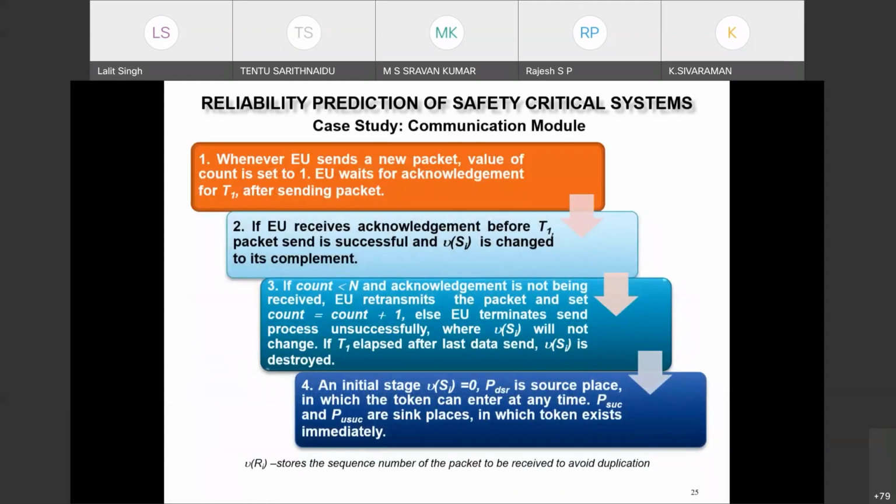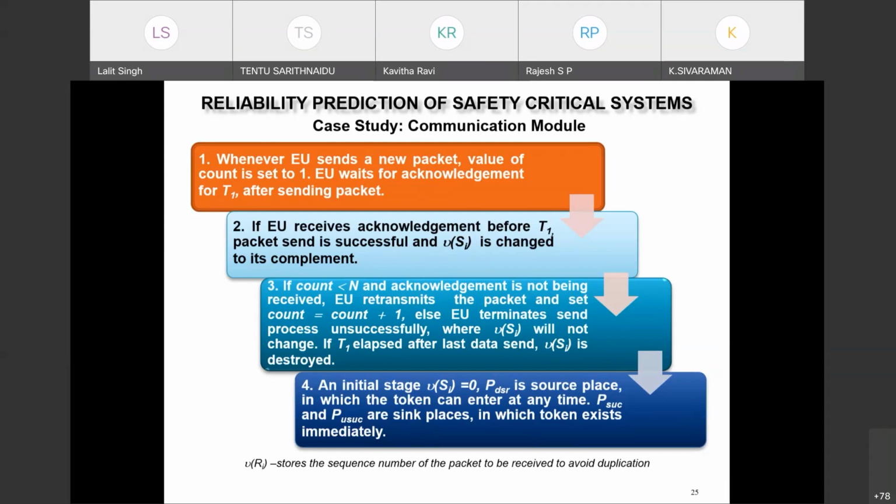And now let us try to understand the case study of a communication module. The system architecture is like this. You have two embedded units. Suppose, for example, you have one embedded unit that is getting the data from the field sensors, and that then transfers the data to the graphical user interface or to some display unit. And the connection is TCP/IP based.